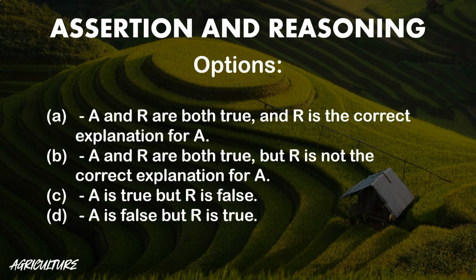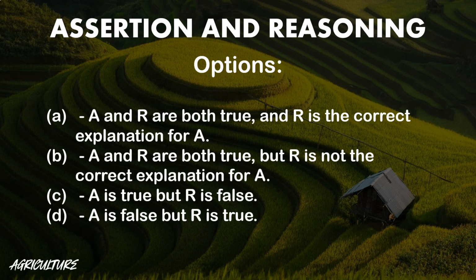Since it's a multiple choice examination for Term 1, we would get options like this. Keep this in mind: assertion and reason are abbreviated as A and R. So A is assertion and R is reason. On the day of the exam, don't be confused. The options would be: A, assertion and reason are both true, and reason is the correct explanation for assertion. Or B, assertion and reason are both true, but reason is not the correct explanation for assertion. C, assertion is true, but reason is false. And D, assertion is false, but reason is true.